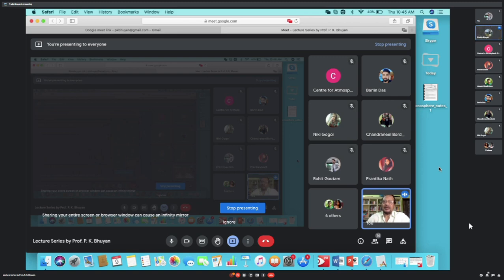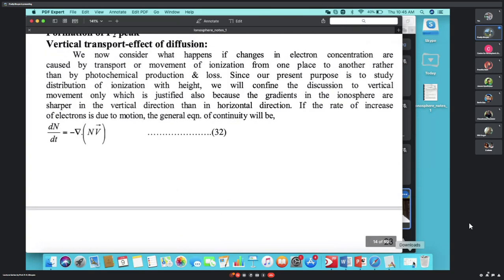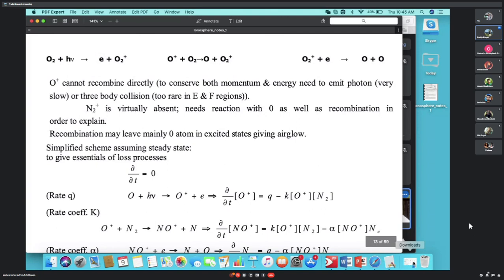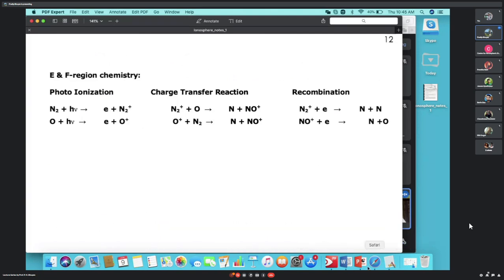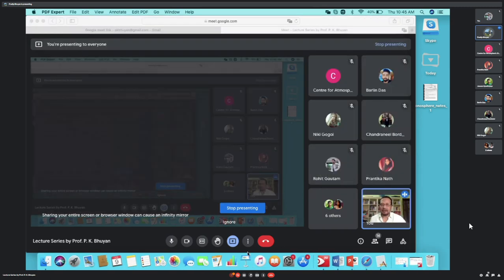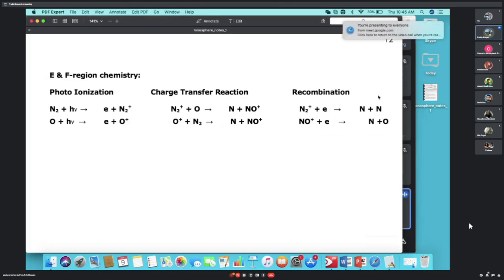So now let me go to today's topic, E and F. Okay? So actually what I was looking at is, just a minute. Yes. Is this visible? Yes, sir, it is visible. Okay, now it has gone. I'm presenting. It will come. I will make it large screen.